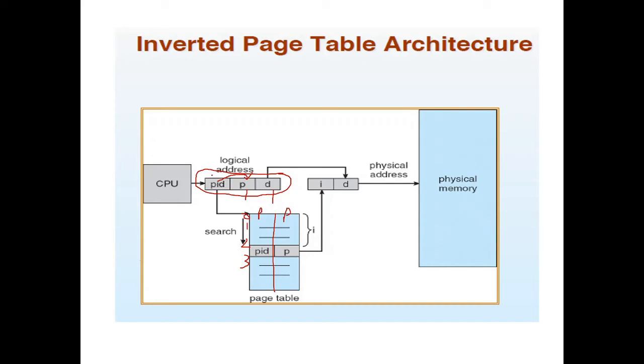So the CPU gives the process ID with the page number and the instruction number, that will be searched in the page table, and then the frame number will be taken. That is, the index number will be taken and added with the instruction number, and we'll get the physical address for execution. Then the CPU executes that page, wherever it is in the main memory.